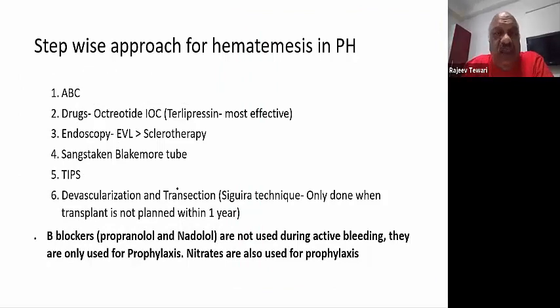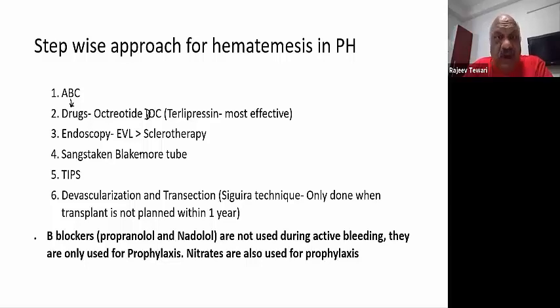First, of course, is airway, breathing, circulation. Then you can go for drugs. Octreotide is the drug of choice, not investigation of choice, that's a misprint. It's drug of choice. Terlipressin, you see, we can give vasopressin. It reduces the portal pressure. But vasopressin is a very, very potent vasoconstrictor, so it can cause ischemia or even coronary ischemia. That's why vasopressin should always be combined with nitroglycerin.